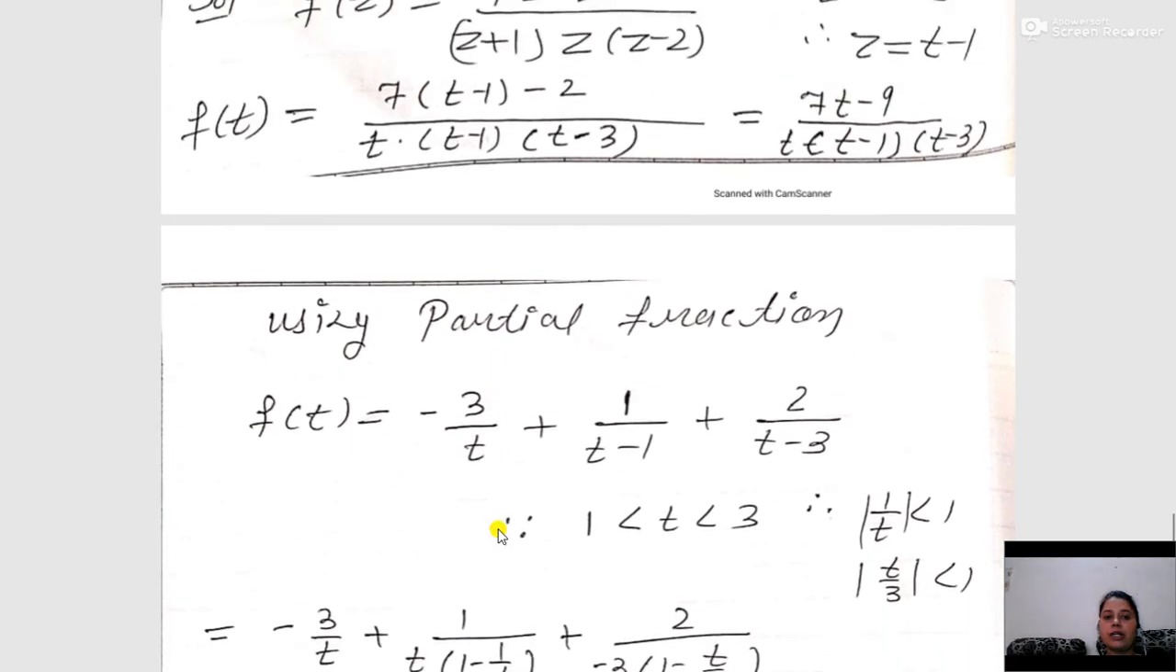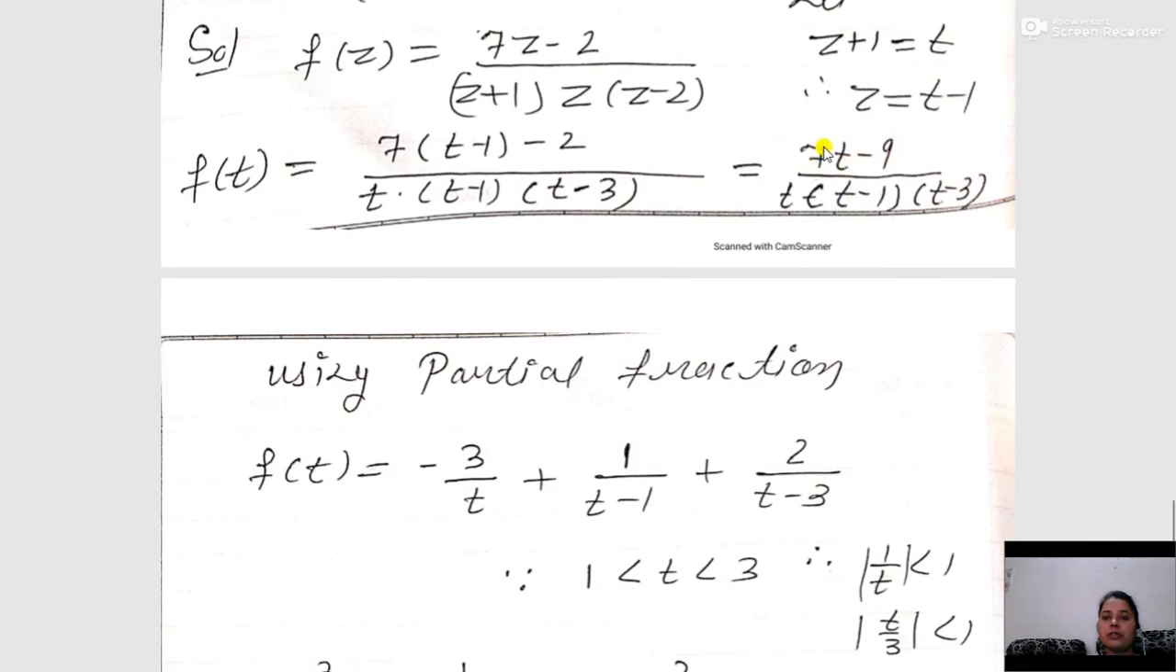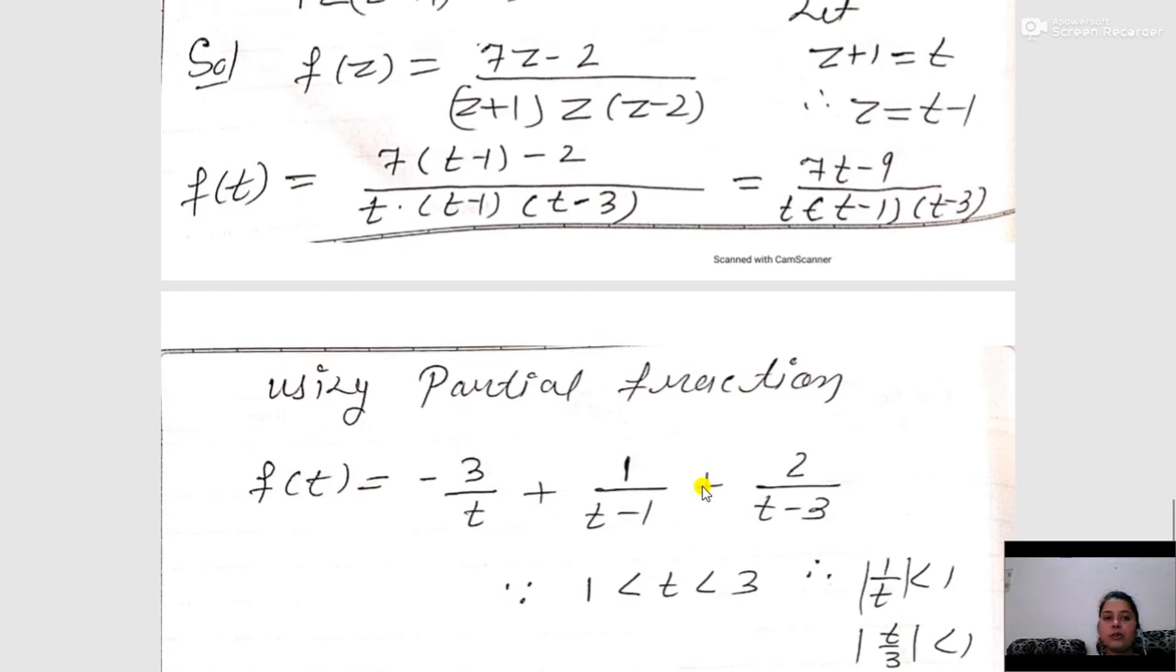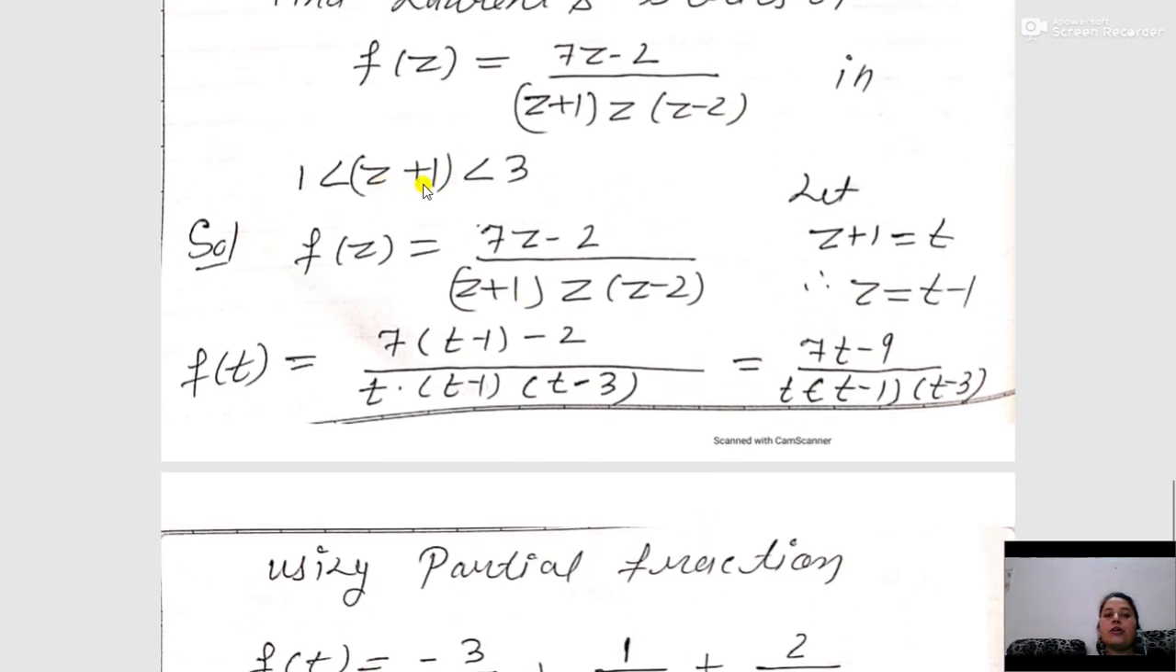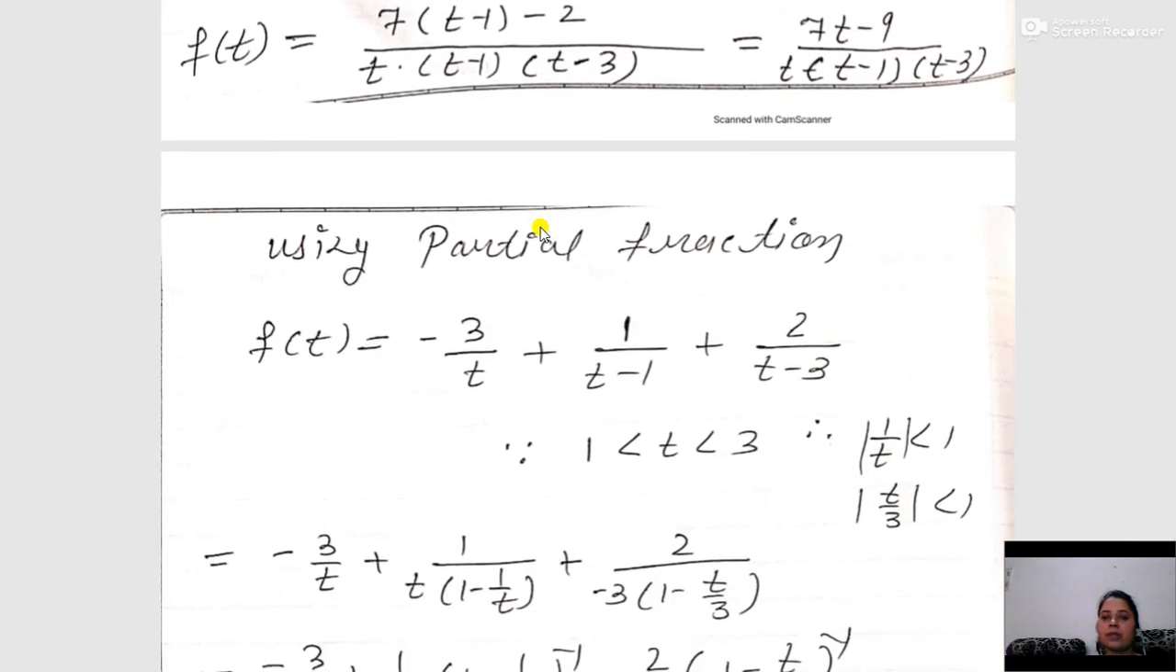Now using partial fractions, f(t) can be written as minus 3 by t plus 1 upon (t minus 1) plus 2 upon (t minus 3). Now since the region was mod z plus 1 greater than 1 but less than 3, in place of z plus 1 we can place t. So mod t will be greater than 1 but less than 3, and we can write that mod t is greater than 1.